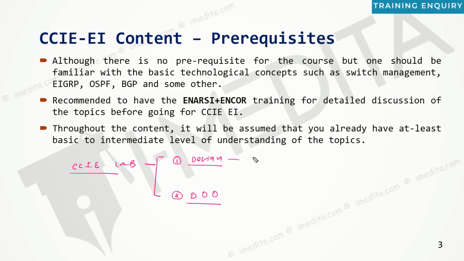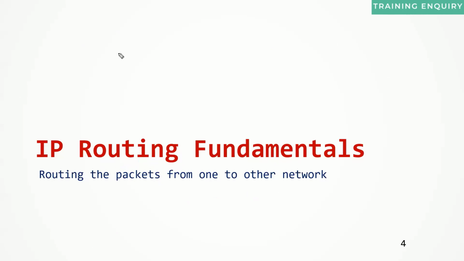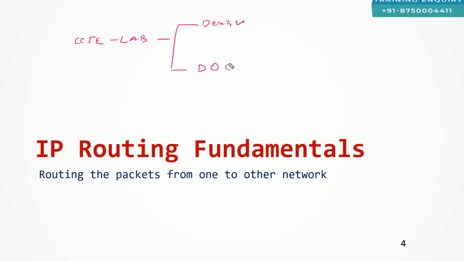The design module is 3 hours in total, and the deploy, optimize, and operate module is 5 hours in total. You can't borrow the time, so it will be a fixed 3 hours and a fixed 5 hours. Earlier we used to have 3 things. So let me write. In the CCIE lab exam we have a design module, and then the deploy, optimize, and operate module. Design is 3 hours, and deploy, optimize, and operate is 5 hours in total. We can't borrow the time.